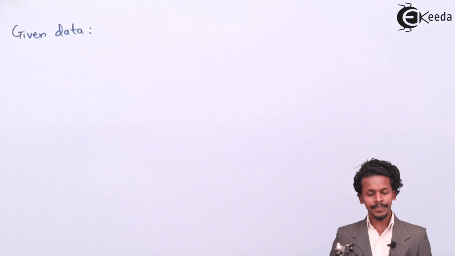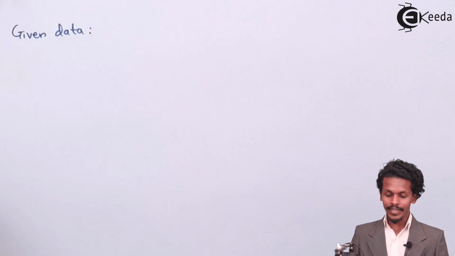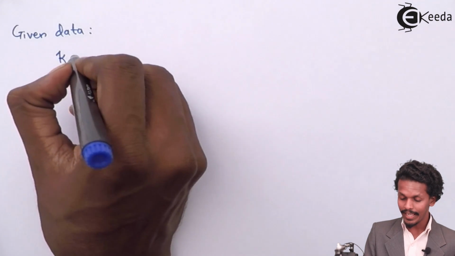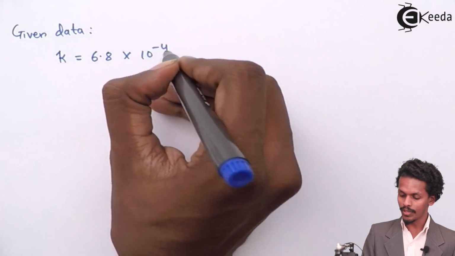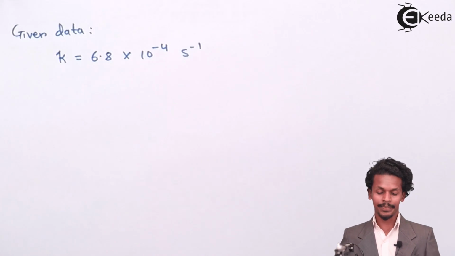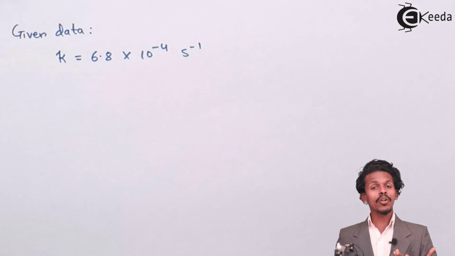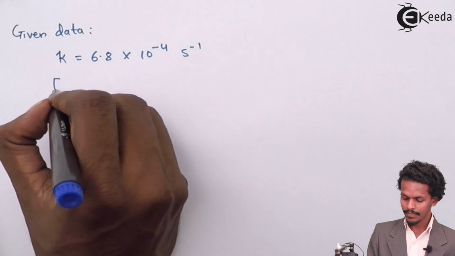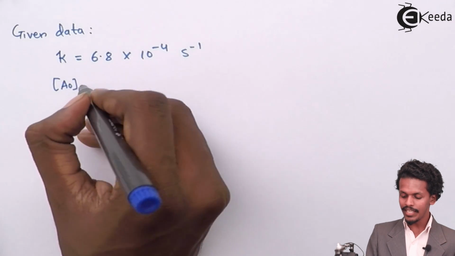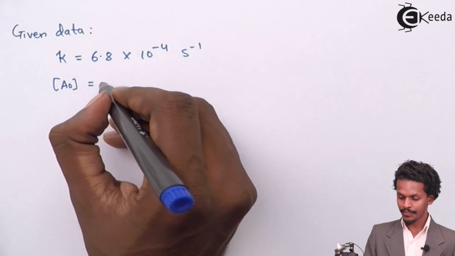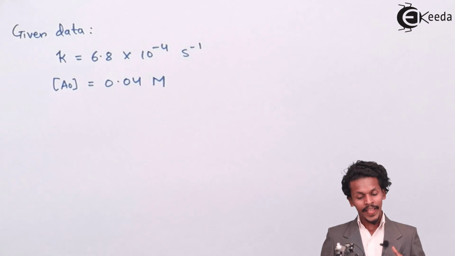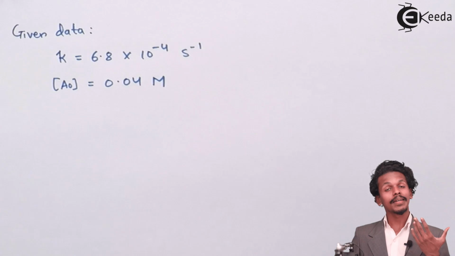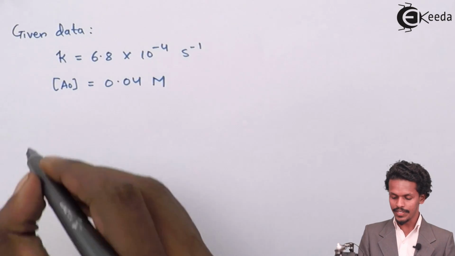So the given data is: the rate constant, denoted by K, is 6.8 into 10 raised to minus 4 per second. The initial concentration A0 is given as 0.04 molar, and the time period is also given, which is 20 minutes.